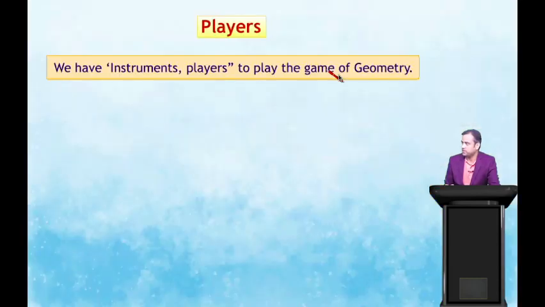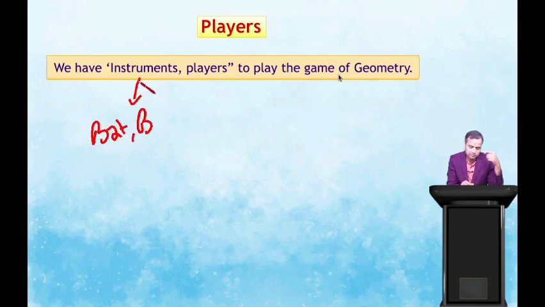We have instruments and players to play the game of geometry. For cricket we need a bat, a ball, and some players. Same as this one, we have instruments and players to play the game of geometry.